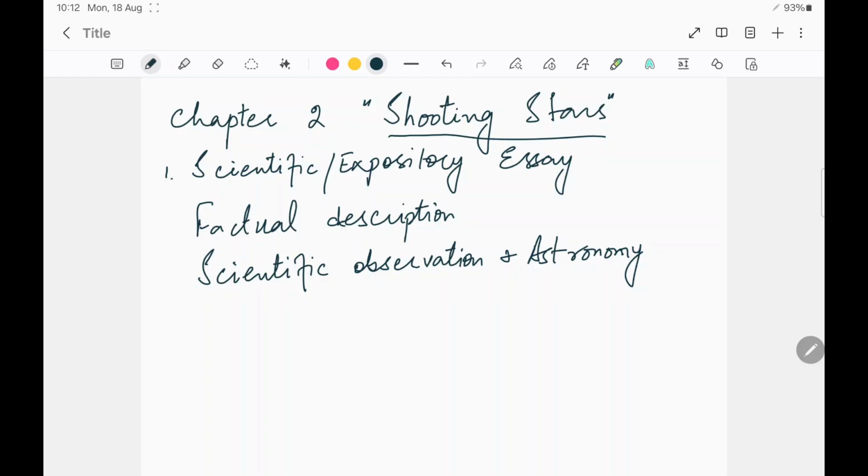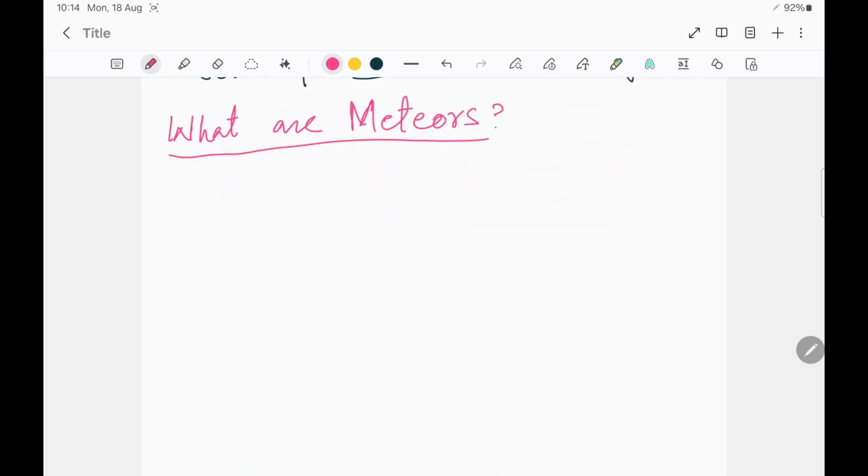As you can see, I've written here that this essay belongs to the genre of scientific or expository essay, which includes the factual description about the shooting stars or the meteors, and it is based on facts, as I've already said, and also on scientific observation and astronomy. So this is going to be our second chapter. We are going to see the main points of this chapter in detail now.